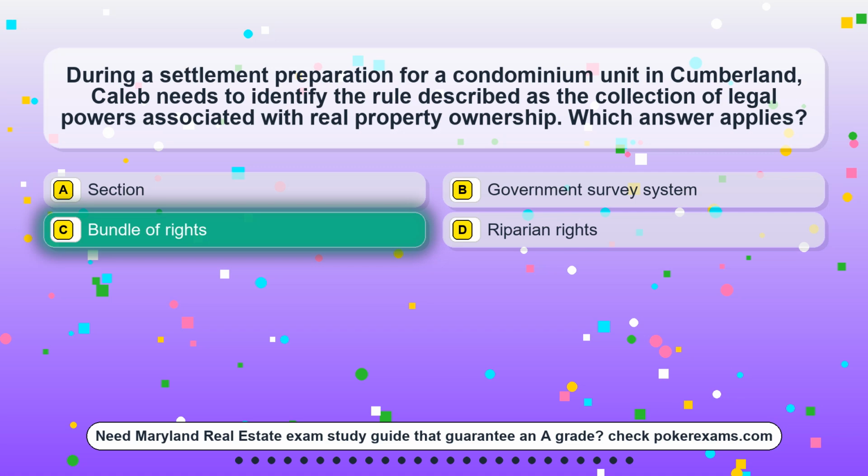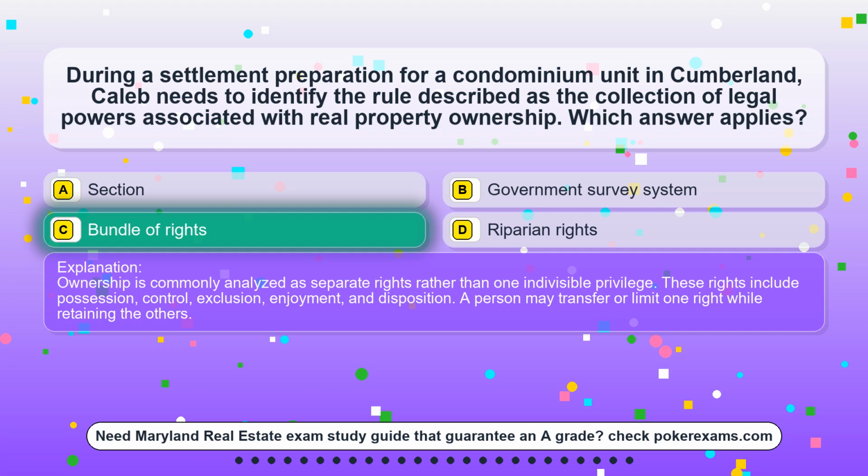The correct answer is option C, bundle of rights. Ownership is commonly analyzed as separate rights rather than one indivisible privilege. These rights include possession, control, exclusion, enjoyment, and disposition. A person may transfer or limit one right while retaining the others.